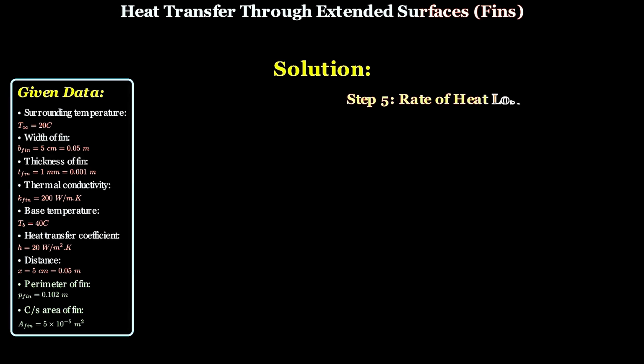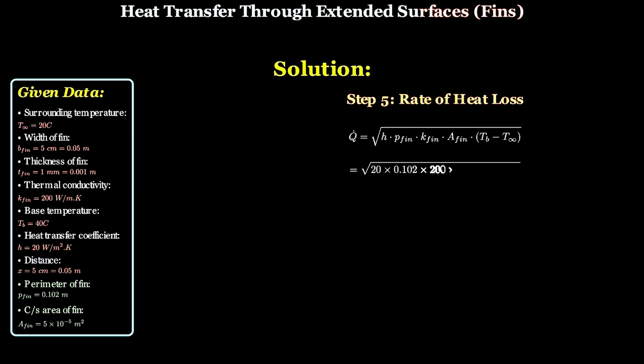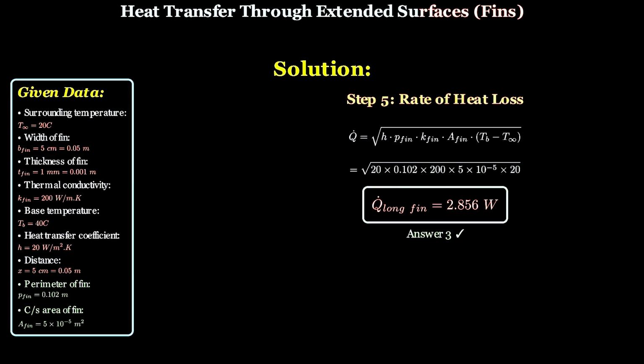Step 5. Calculate the rate of heat loss. For a very long fin, the heat transfer rate is Q dot equals the square root of h times P_fin times k_fin times A_fin, times the temperature difference, T base minus T infinity. Plugging in our numbers, the square root of 20 times 0.102 times 200 times 5 times 10 to the negative 5, times 20, this gives us Q dot for a long fin equals 2.856 watts. Excellent. Our third and final answer. The rate of heat loss from the long fin is 2.856 watts.